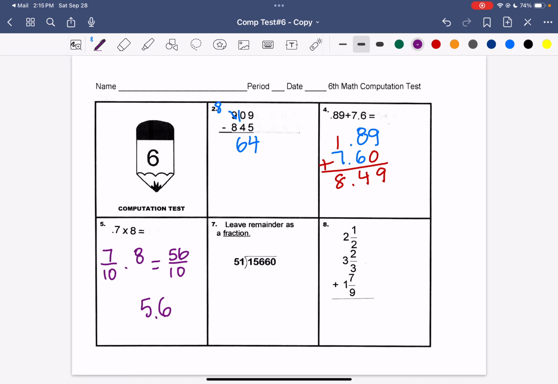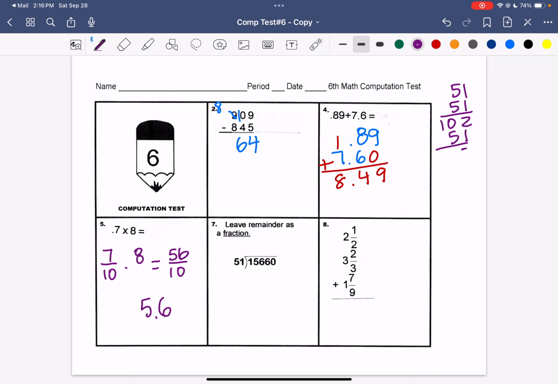All right, so here's our long division problem, and 51 doesn't go into 1, doesn't even go into 15, but it goes into 156. So I'm going to use the right side of the screen, and I'm just going to do repeated addition. Now, I'm not saying this is the only way. I'm just trying to give strategies that I've seen kids be successful at.